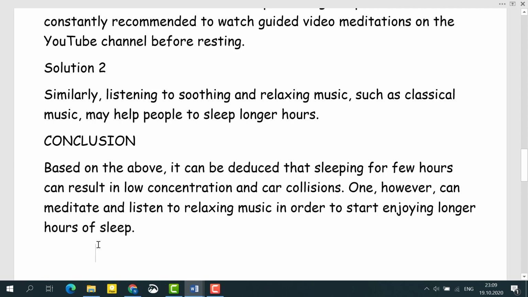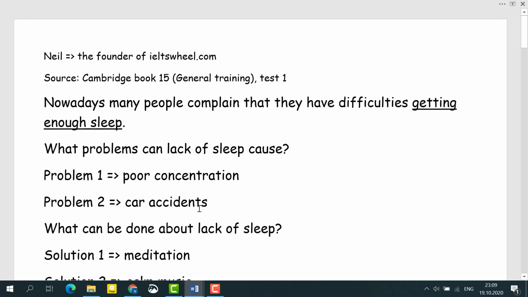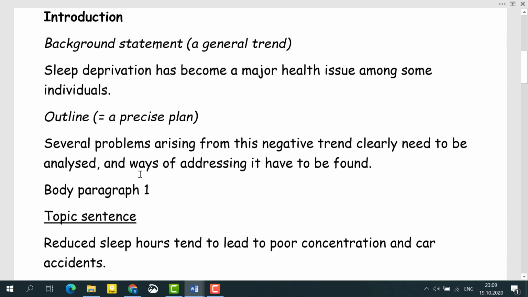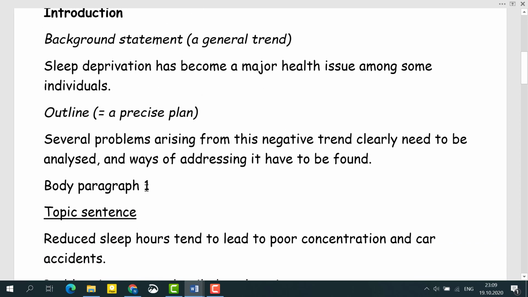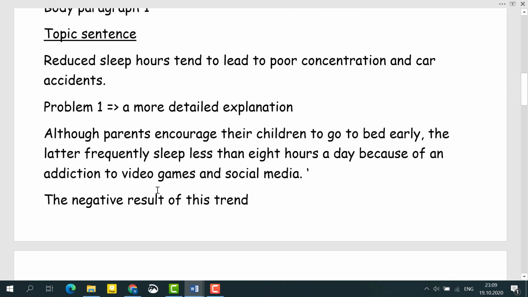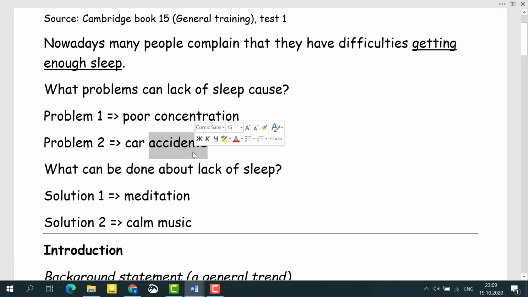That's it. So we have been able to address each aspect of this essay prompt. We have been able to provide two problems and two solutions. And we have presented relevant examples. Okay, we have been very, very precise. So that's exactly what the examiner expects you to do.